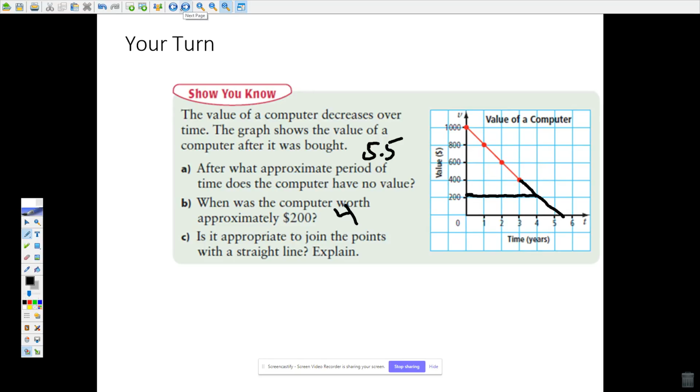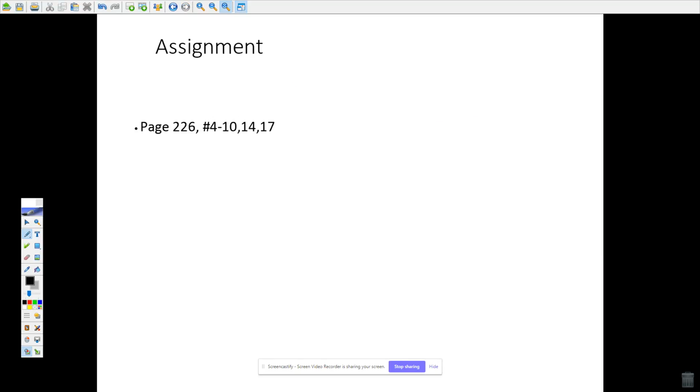This was a quick lesson today, and that brings us to the end. You guys shouldn't have too much trouble with this. Here is your assignment, page 226, numbers 4 to 10, 14, and 17.